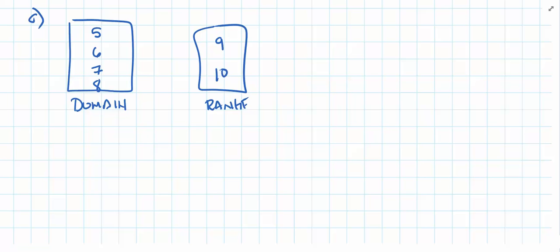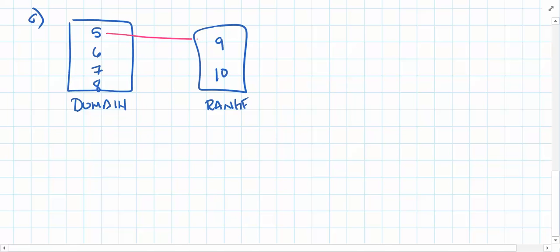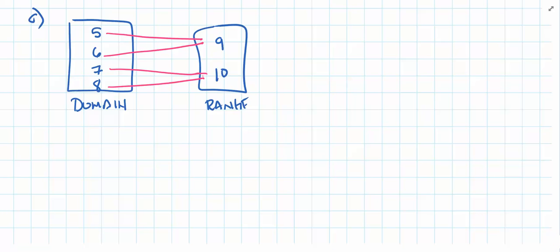So I'm going to do a mapping now. 5 gets mapped to 9. 6 gets mapped to 9. 7 goes to 10, and 8 also goes to 10. So here's the question I have for you. Does this picture represent a function? Yes or no, why or why not?